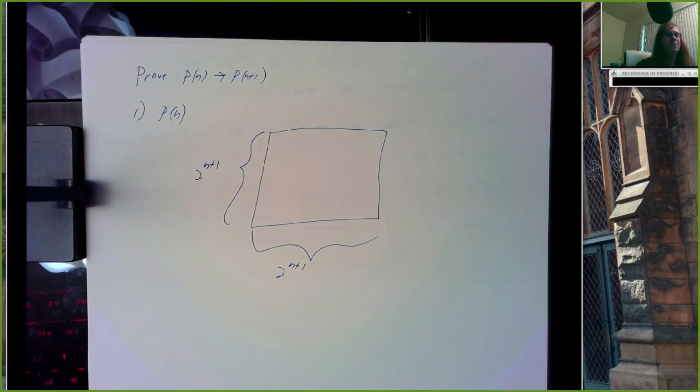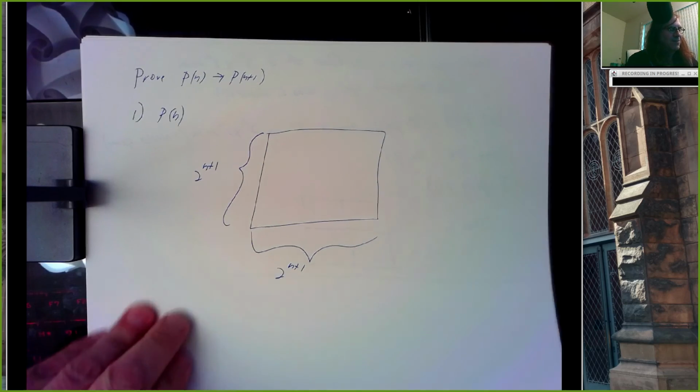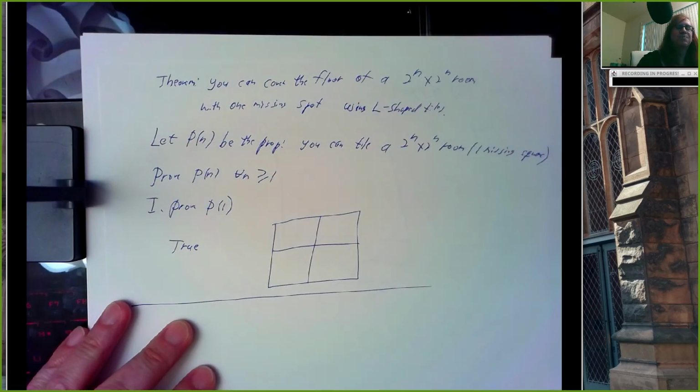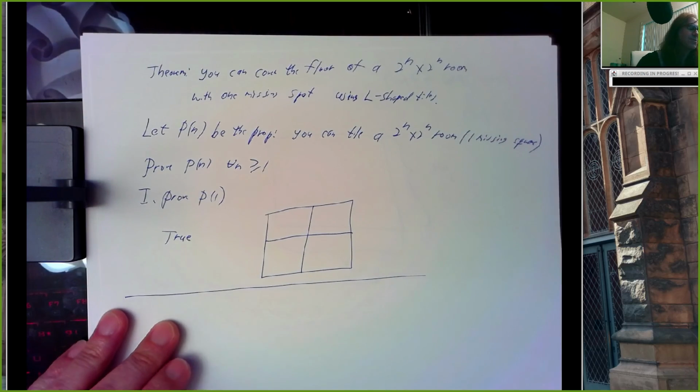So, real quick, just to be clear, if one is missing, can it be literally any one? It can be any one. Okay. Yeah, for this theorem to be true, we have to be able to do this tiling no matter which one piece is missing, no matter where it is.